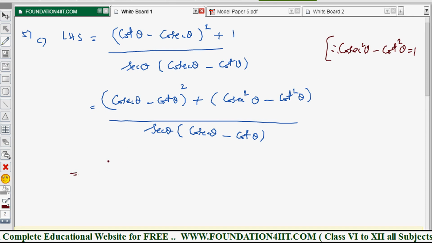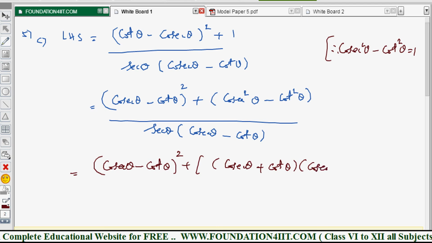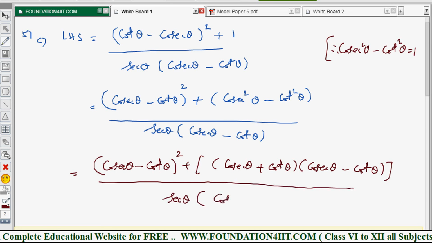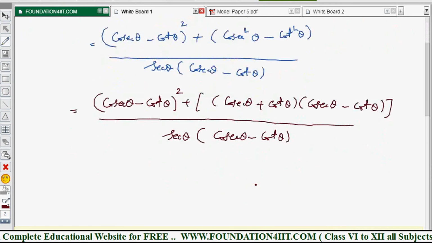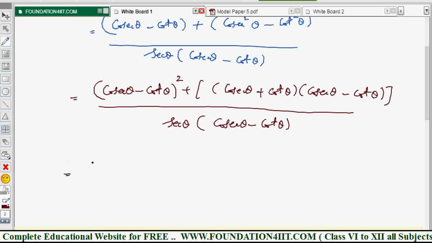Now first keep it as it is, that is (cosec theta minus cot theta) whole square, plus next, apply the a square minus b square formula, that is (cosec theta plus cot theta) into (cosec theta minus cot theta). Okay, a plus b into a minus b is a square minus b square. The denominator is sec theta into (cosec theta minus cot theta) as it is. Now let us take the common factor. You should take cosec theta minus cot theta common from the numerator, because you need to cancel it with the denominator.